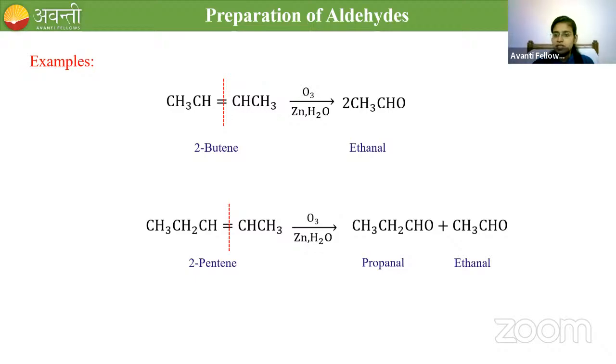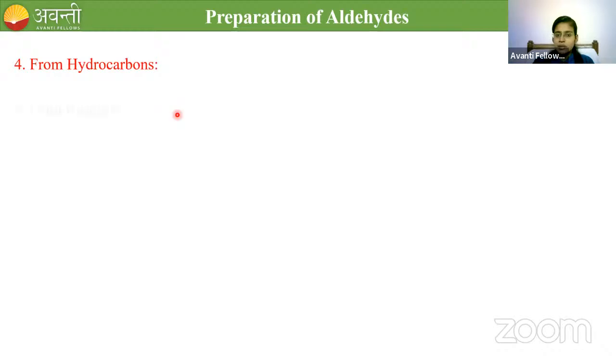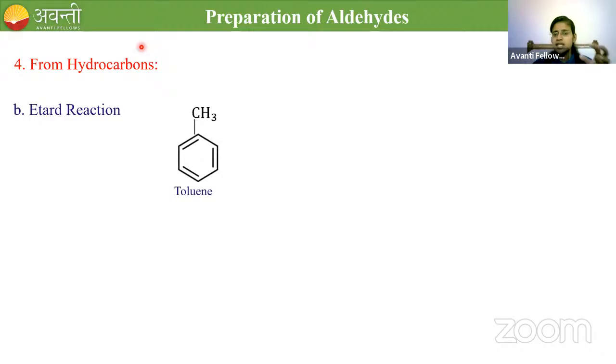So this is the first method of preparation of aldehyde from hydrocarbon, the reductive ozonolysis of alkene. Now coming to the second preparation from hydrocarbon, it is the Etard reaction. Etard is the name of the scientist and this is a very important reaction. Here also we take a hydrocarbon, but it is an aromatic hydrocarbon. The compound is toluene, and we have to use Etard reagent.